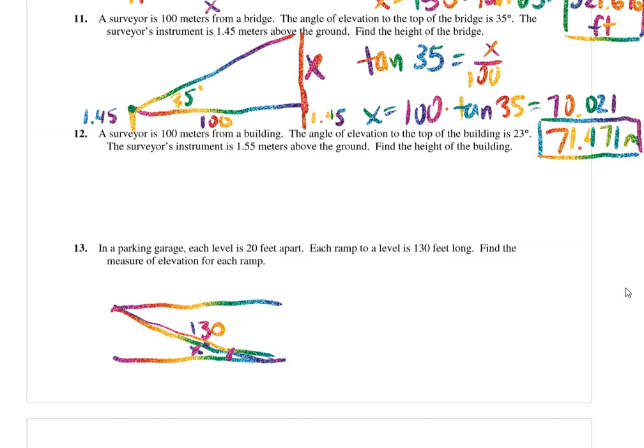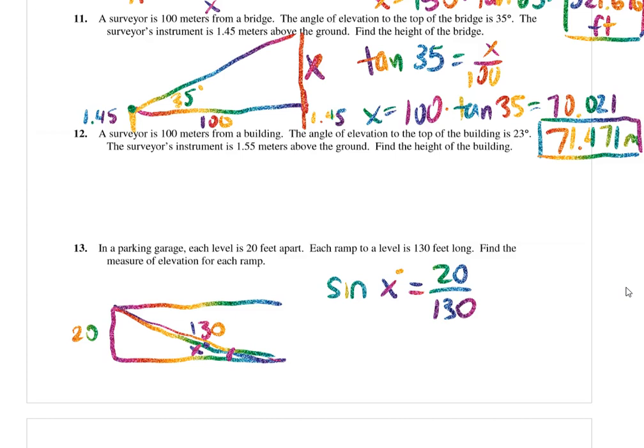So we have the 130 labeled. We also need each level is 20 feet apart. So 20 feet apart would be talking about the height right here. So now, rather than them giving us an angle, we have to solve for it. So if x is what we're trying to figure out, that would still be our angle of focus. The 2 sides we're given is an opposite and a hypotenuse. So I guess that would be a sine of x, since that's our angle that we don't know, equals opposite over hypotenuse.